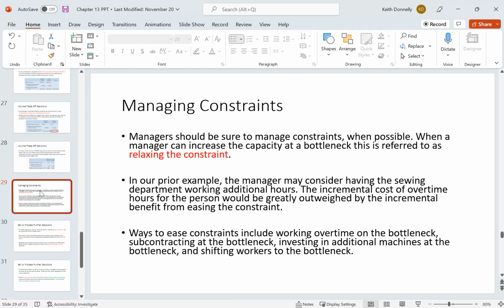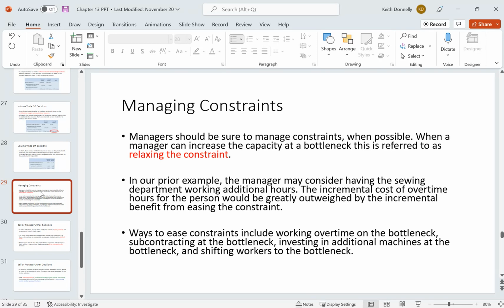All right, so it says managers should be sure to manage constraints when possible. When a manager can increase the capacity at a bottleneck, this is referred to as relaxing the constraint. So basically, if you resolve a bottleneck, it's called relaxing the constraint. In our prior example, the manager could consider having the sewing department work some more hours. You have to balance the incremental cost of that overtime against the incremental benefit from using the constraint. You'd have to do some math to see if it makes sense to do that.